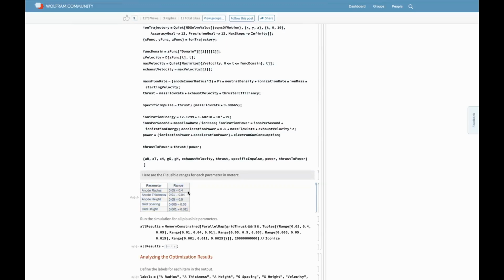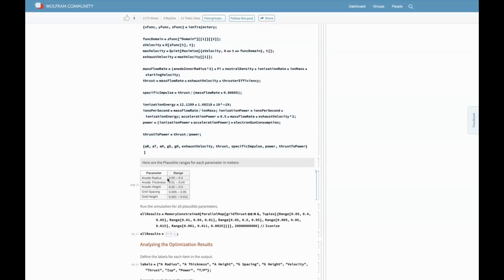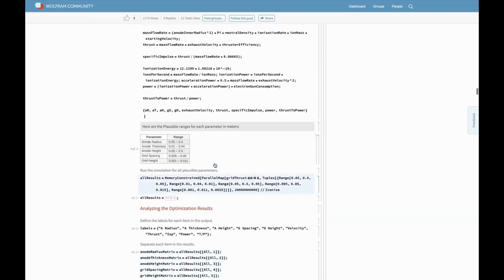I actually turned my Wolfram community post into a proper research paper, and that one has a lot more of the citations that aren't linked here. I have citations at the bottom, but they're just not linked individually.